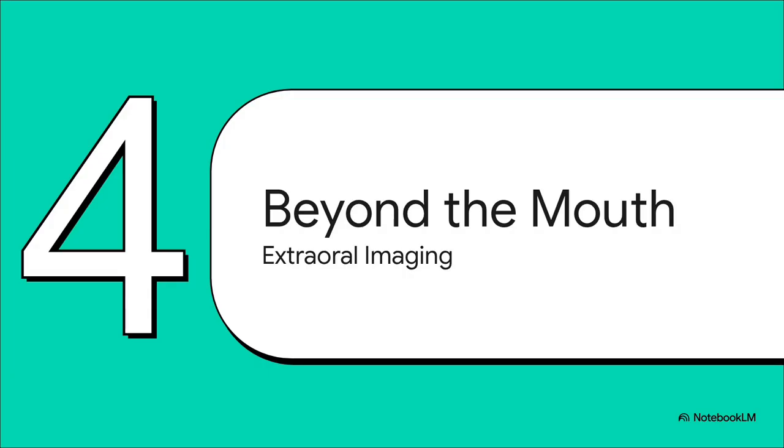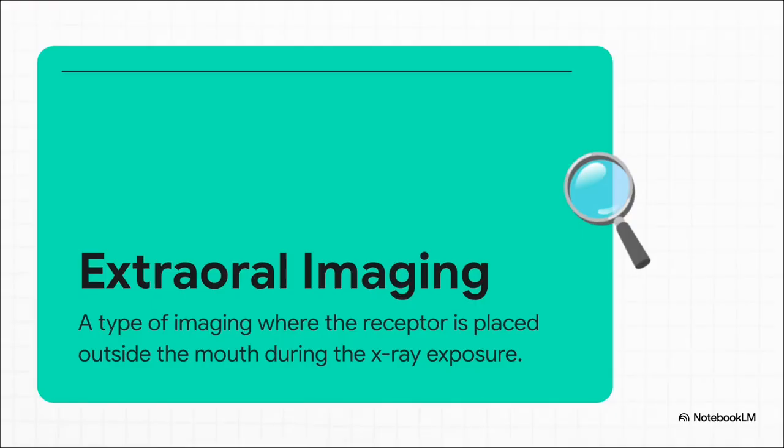So what happens when putting a sensor inside the mouth just is not going to happen, whether it's because of a really severe gag reflex, a disability, or something else? Is there a plan B? Oh, you bet there is. And it's an incredible solution. It's called extraoral imaging. And yeah, it's pretty much exactly what it sounds like. The imaging sensor is placed outside of the mouth. This completely bypasses all the challenges of trying to get that little sensor placed inside.